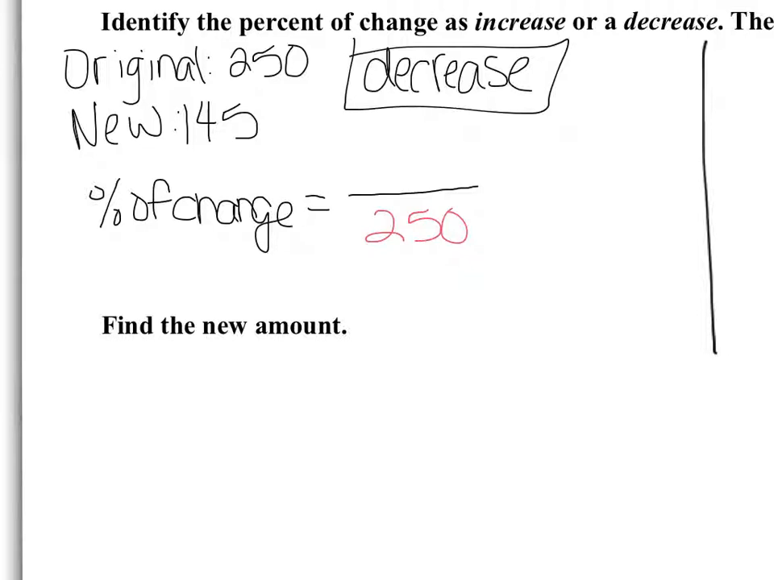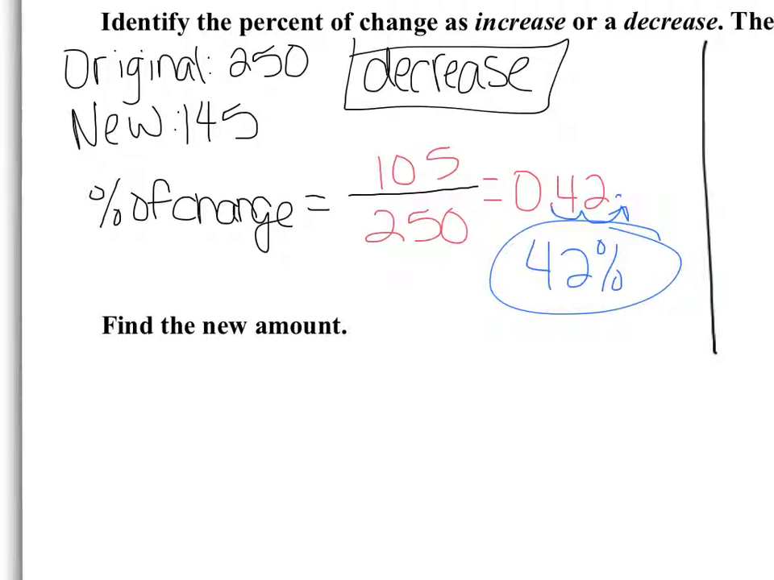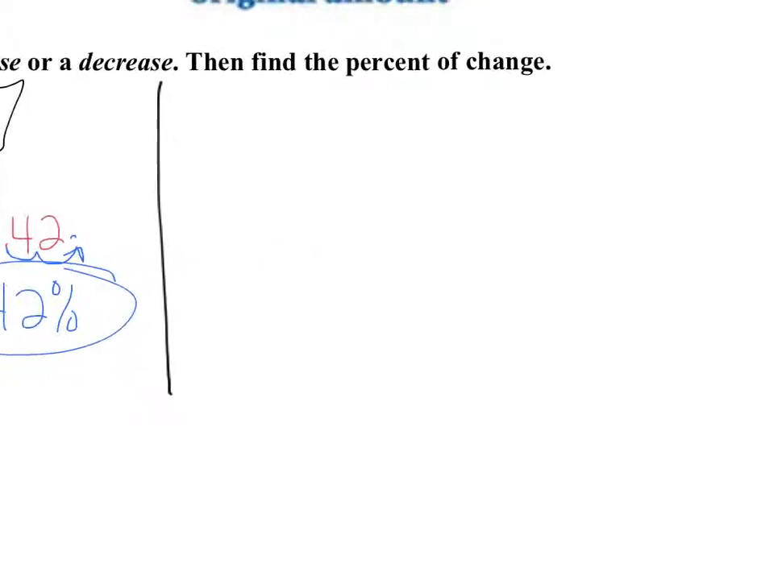If you take 250 minus 145, you get 105. Whenever I take 105 divided by 250, you should get 42 hundredths. And if I want to change that to a percent, move the decimal 2 places, add a percent sign. So if I have an original amount of 250 and a new amount of 145, the percent of decrease is 42%.